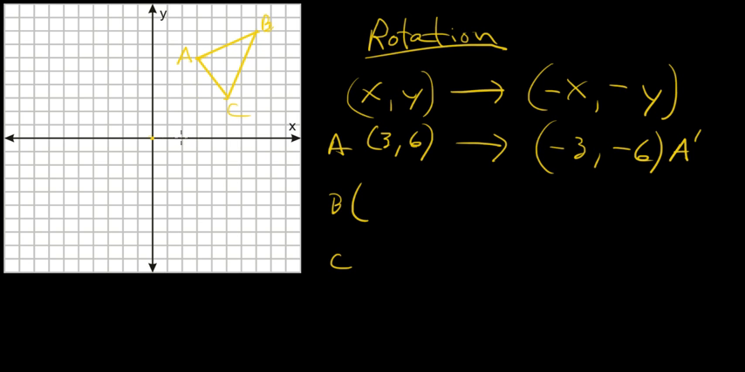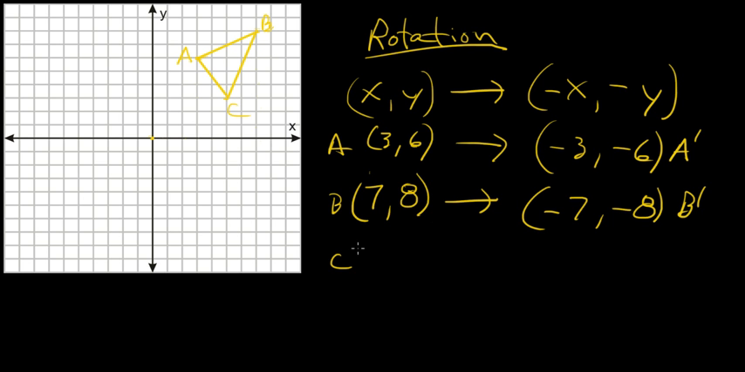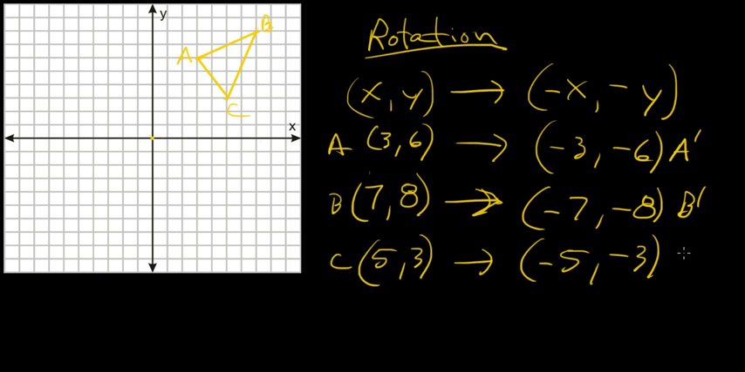B is 1, 2, 3, 4, 5, 6, 7 and 1, 2, 3, 4, 5, 6, 7, 8. 7 and 8 is going to become negative 7 and negative 8. That's B prime. And then finally, C is 1, 2, 3, 4, 5 and 1, 2, 3. So 5, comma, 3 is going to become negative 5, comma, negative 3. And that's C prime. Let me change colors here to make that easier to see.